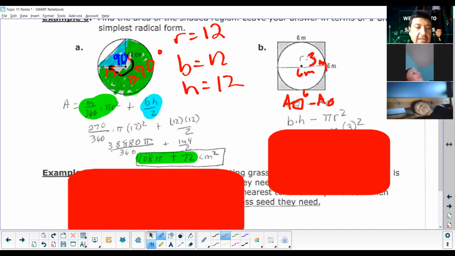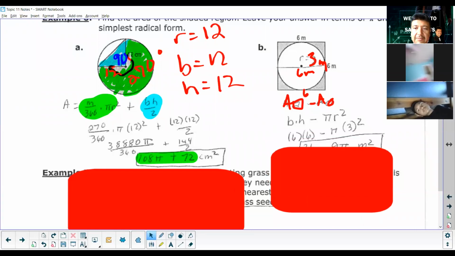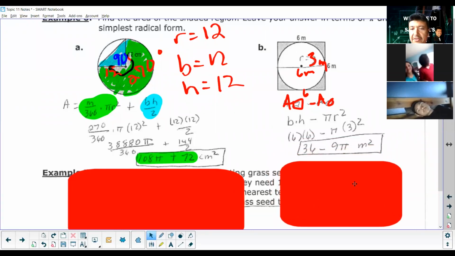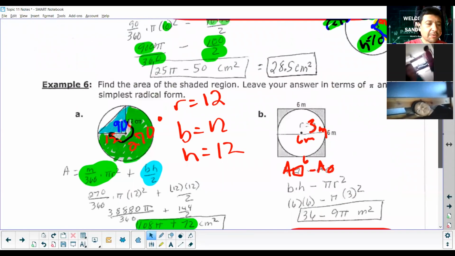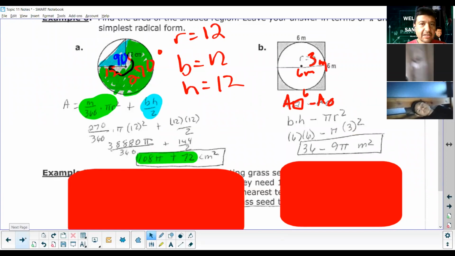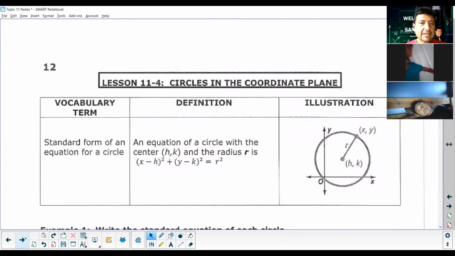So let's continue solving this, and we'll see that if we're going to leave it in terms of pi, we're going to leave it in this format. 36 minus 9 pi. All right, good. Okay, good. Hey, listen, that was, I think, our last example. There's one more over here, but I would rather just for us to stop there. Let me see if there's another page. No, that was it. Okay.